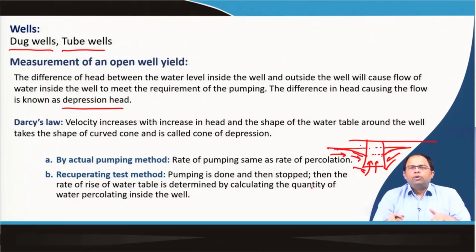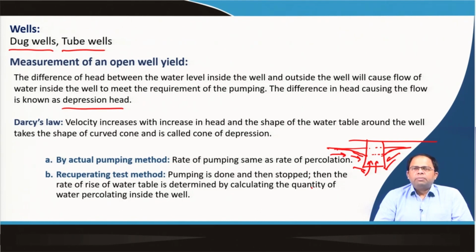So, gradually the more you come near to the well, you will see a more bended surface. That is why this is known as the cone of depression. And then there are two methods of measuring the yield of a well. These two methods are called the actual pumping method and the recuperating test method.